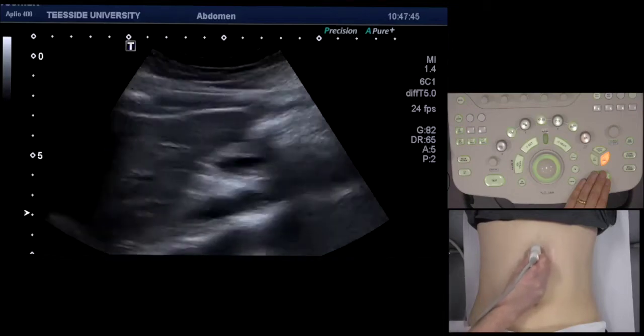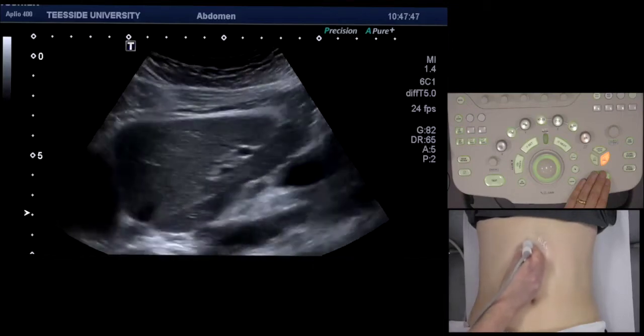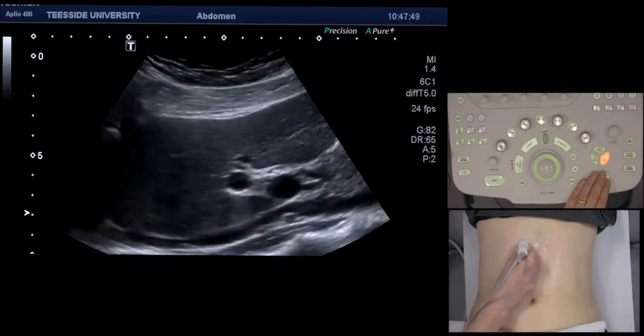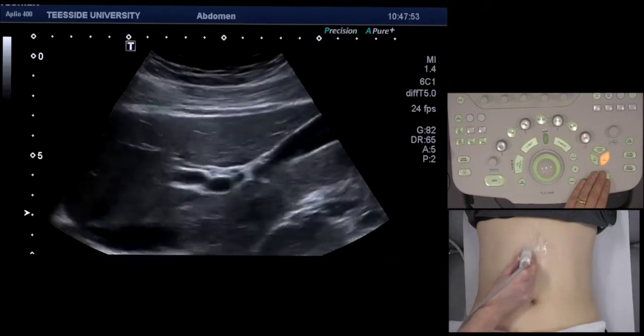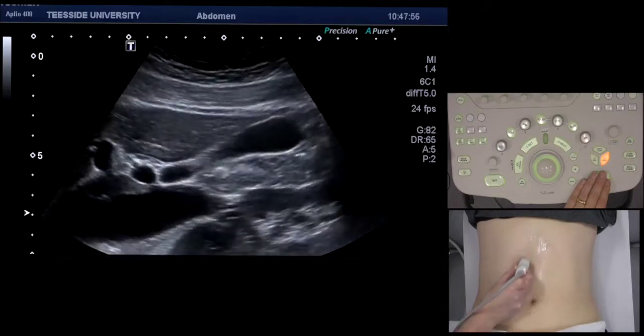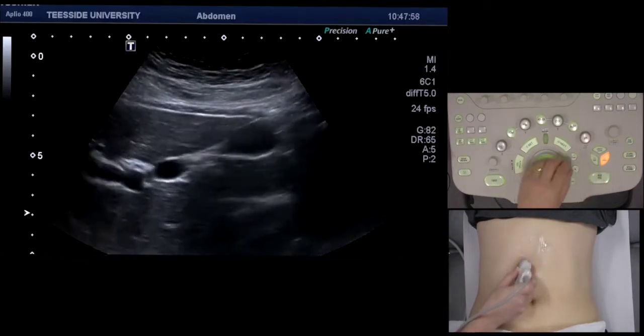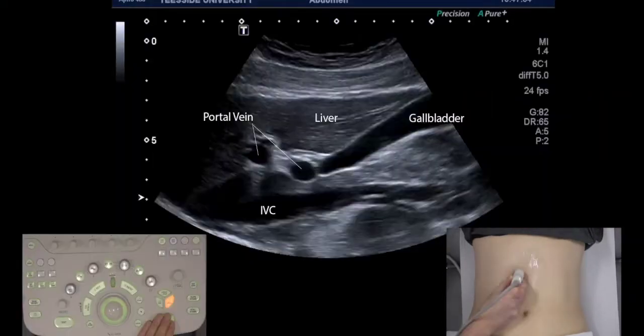I always start to scan the gallbladder in the midline like this and then move laterally until I can see the gallbladder. As you can see here, I've just swept across and I'm getting a nice view of the gallbladder. You don't always see this due to bowel gas.